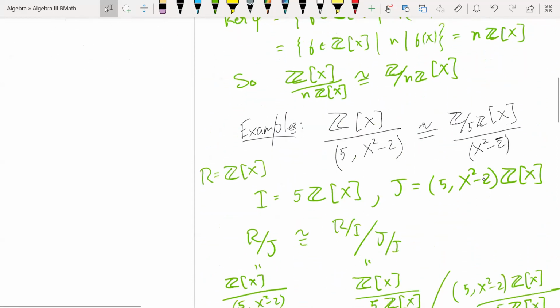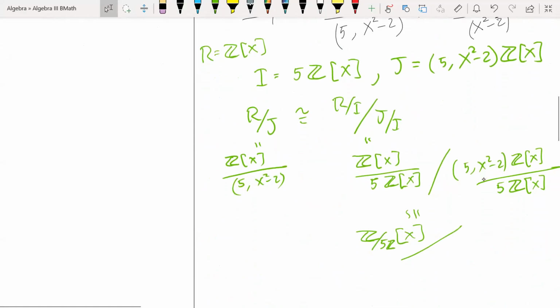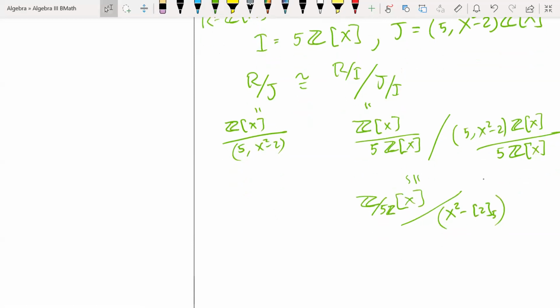So one has to look at where under this map, under mod 5, this ideal will go. 5 will become 0. So this is just going to be x square minus the class of 2 in Z mod 5, which we also denoted by 2 bar. Let me just use 2 bar.